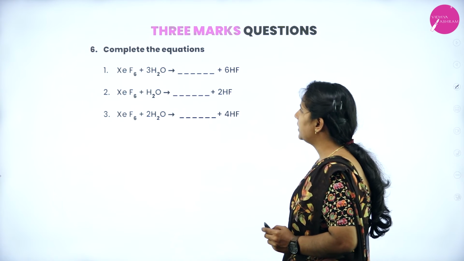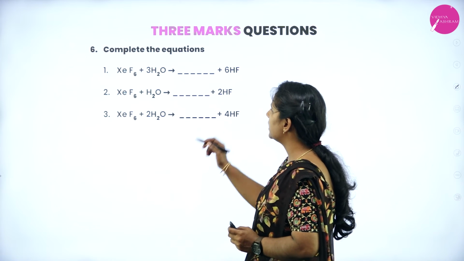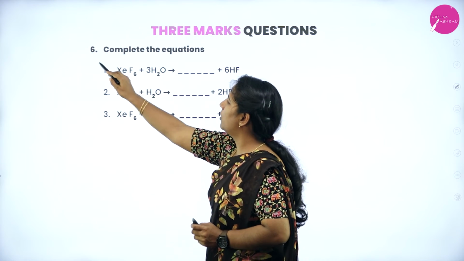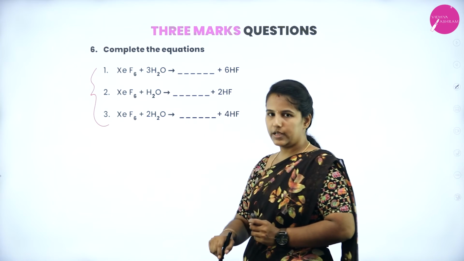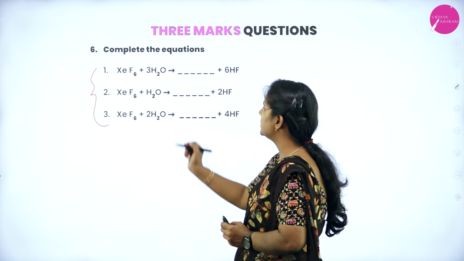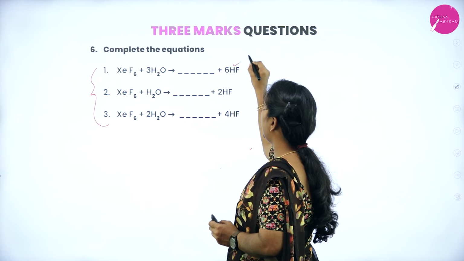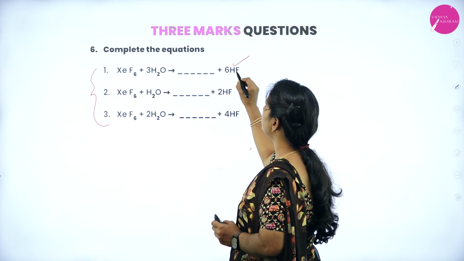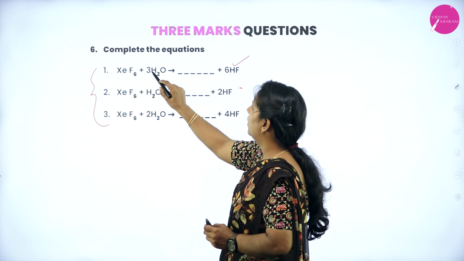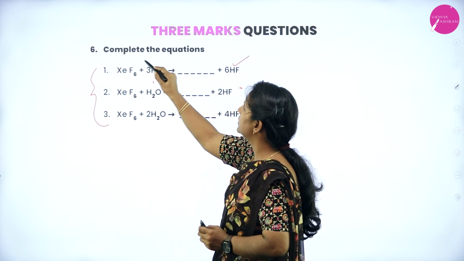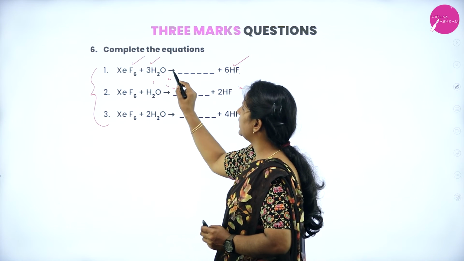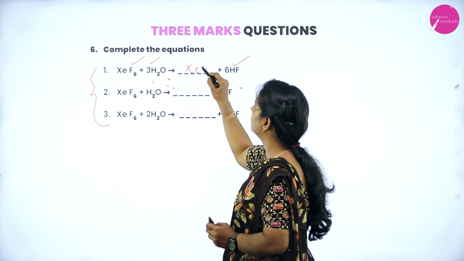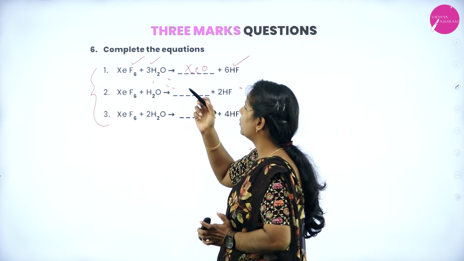Next, complete the reaction. XeF6 plus 3 water. These are all the compounds of xenon. Okay, xenon hexafluoride we have taken. If it is mixed with the water, they have already given that 6 hydrogen fluorides are formed. See, 6 hydrogen is used, fluorine is also used. Okay, what is remaining now? XeO3. That's all. And you can predict the product very easily.